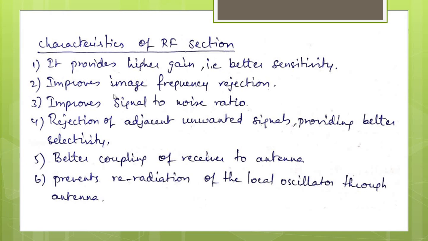One more characteristic is that image frequency rejection is improved in the RF section. It also improves the signal to noise ratio. It rejects the adjacent undesired signals, thereby it provides better selectivity. It also provides coupling of the receiver to the antenna. It also prevents re-radiation of the local oscillator through the antenna. So these are some of the characteristics of the RF section in the receivers.